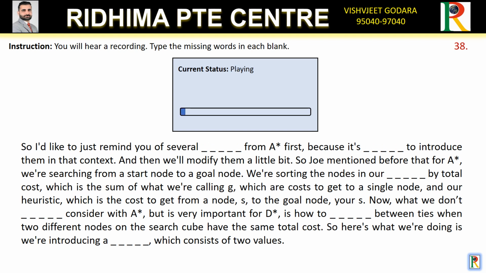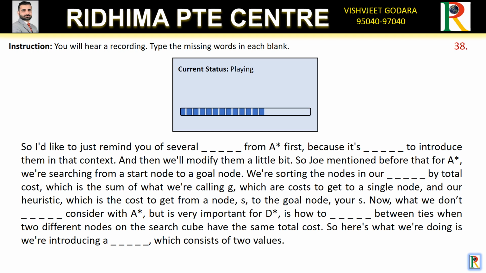So I'd like to just remind you of several concepts from A-star first, because it's easier to introduce them in that context, and then we'll modify them a little bit. So Joe mentioned before that for A-star, we're searching from a start node to a goal node. We're sorting the nodes in our queue by total cost, which is the sum of what we call G, our cost to get to a single node, and our heuristic, which is the cost to get from a node S to the goal node.